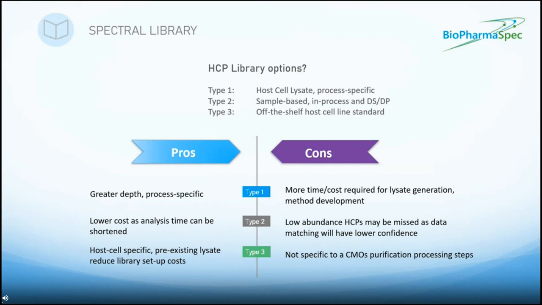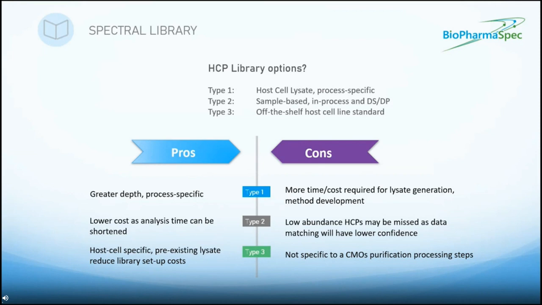A second or another option is the use of in-process samples and or drug substance, final drug product samples for the basis of your library. So you can use samples to build your library, you don't need a lysate. This can be useful in cases where in-depth analysis of the low ppm or low abundance HCPs is not necessary, and an overview is preferred. So, or perhaps like a lysate is difficult to generate.